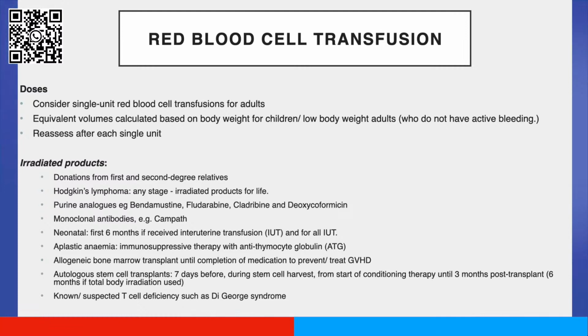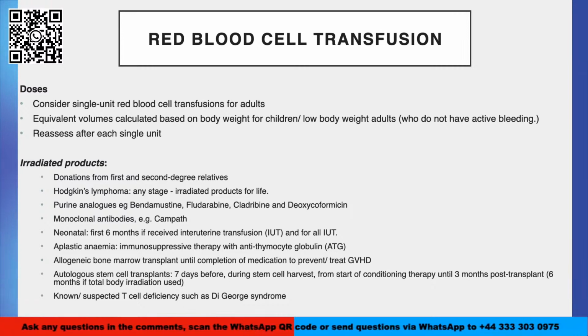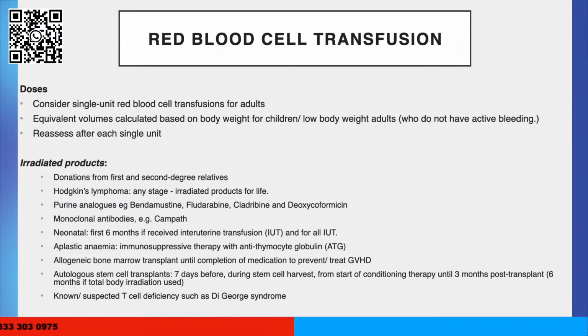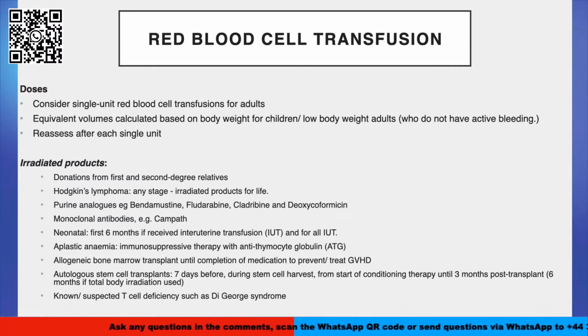Certain patients will require irradiated blood products, and there's a long list of these, but I've just picked out a few to mention. So patients who are having a donation from a first or second degree relative, patients who have Hodgkin's lymphoma, patients on particular medications such as purine analogues or monoclonal antibodies, any neonates if they've had an intrauterine transfusion, or indeed any intrauterine transfusions, patients with aplastic anemia who are being immunosuppressed with anti-thymocyte globulin, patients having allogenic bone marrow transplant, autologous stem cell transplants, and those with known or suspected T-cell deficiency.